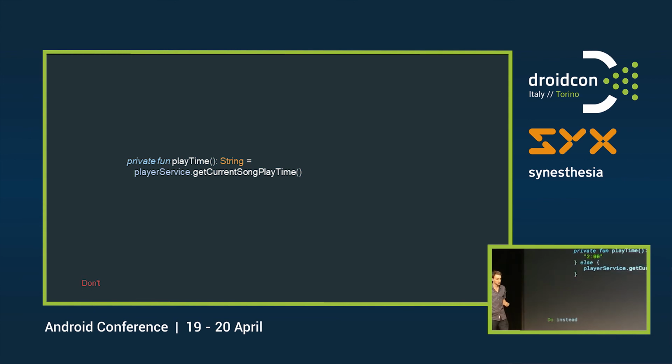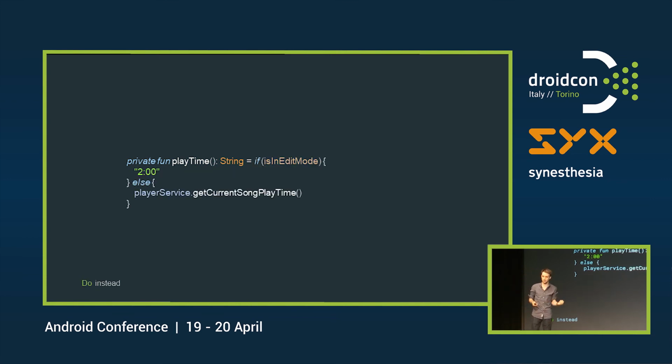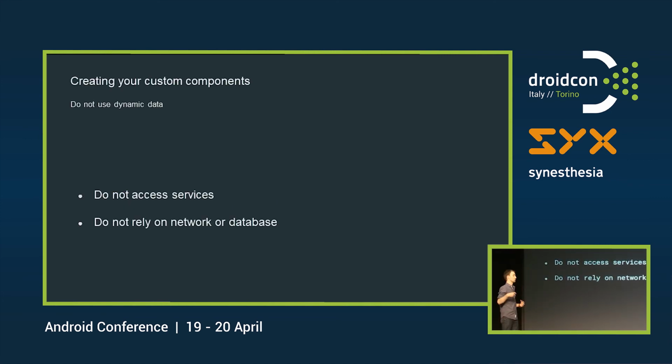Instead, what you could do is use the isInEditMode method that is part of the framework, and that will return true whenever your layout is rendered within the layout editor, and false in all other cases, including the emulator. So we just provide a static string that will be able to be rendered in our layout editor. Of course, also don't rely on access to databases or the internet in your custom view. Or if you do that, provide those branches or defaults within XML.